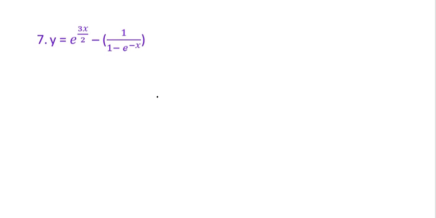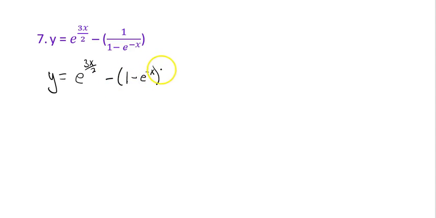Okay, and then our final example is kind of complicated looking. The first thing I'm going to do is turn this fraction into an exponent. So I'm going to rewrite this. I'm not taking the derivative yet, so I'm not putting a prime, as e to the 3x over 2, or you could write that as 3/2 x, because it's just a number times x. And then minus, I'm going to put 1 minus e to the negative x to the negative 1 power, because it's on the bottom of a fraction, and I want to deal with my fractions as exponents.